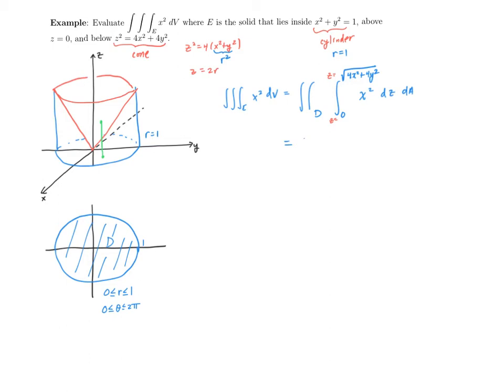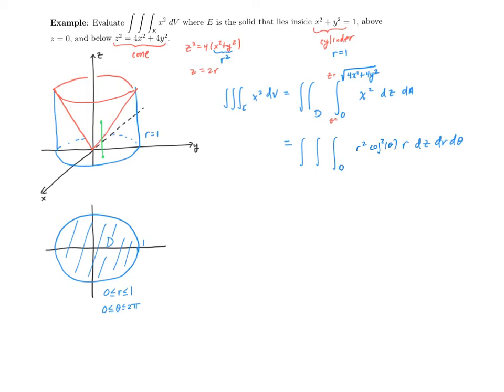So let's now convert into cylindrical coordinates. Remember, the dA is going to become r dr d theta. And you can leave the r outside of the dz, or you can move it inside the dz, whatever your preference might be. Now, when we convert into cylindrical coordinates, we leave each and every z unchanged, but every x and y gets converted into polar coordinates. So the first thing we might notice is our integrand is x squared. So x is r cosine theta. So we would have r squared cosine squared theta.